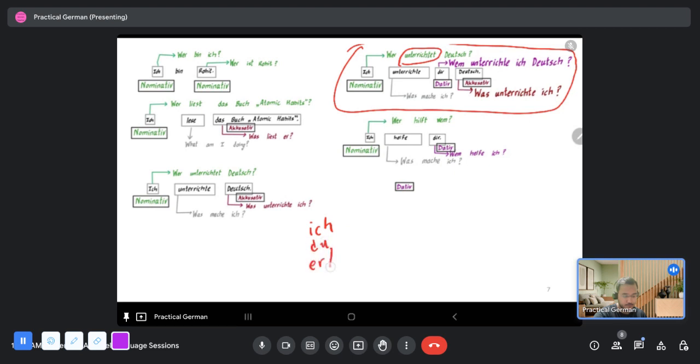Rishabh, do you know the conjugation table for unterrichten? Yeah, I can try. Ich unterrichte, du unterrichtest, er unterrichtet. Okay, so du is always going to end with the sound of est or st.